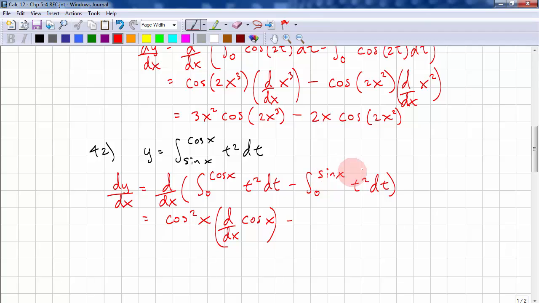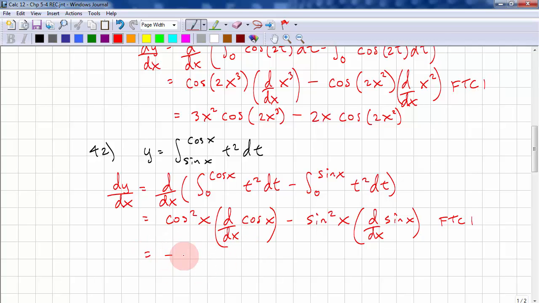We substitute sine x for t, so we have sine squared x. We use the chain rule on sine x, d/dx of sine x. Okay, fundamental theorem of calculus, part 1. Now we just take the derivative.